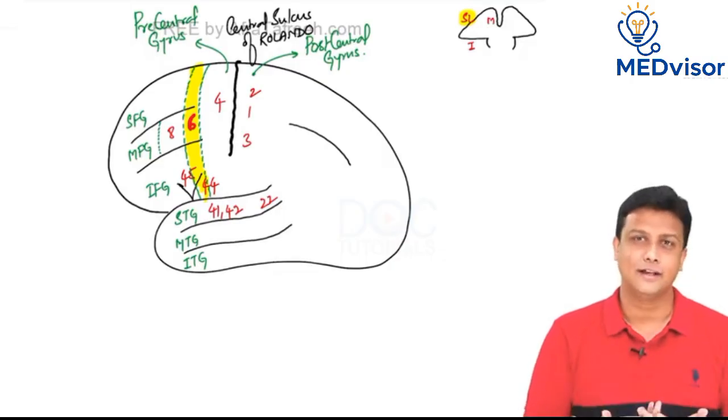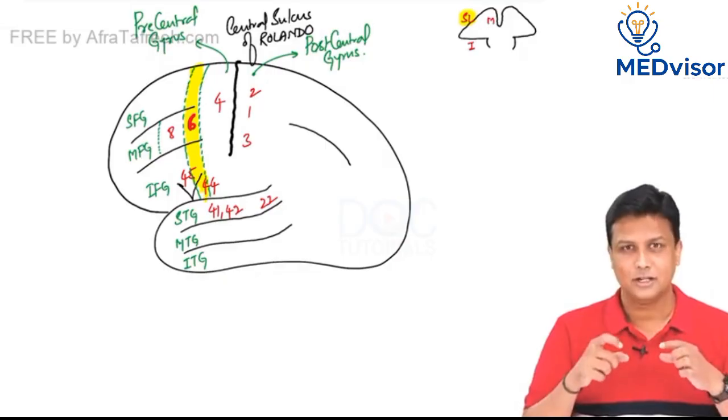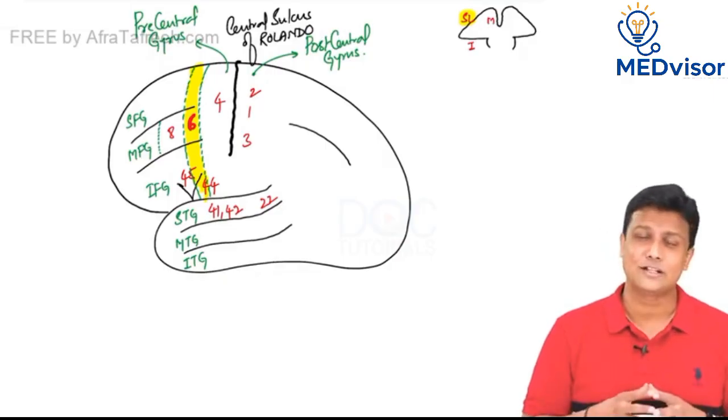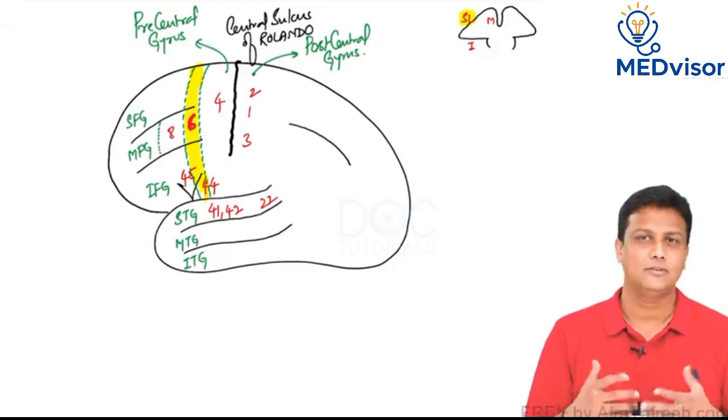It is not known as gyrus here because it is bigger. When that gyrus, that elevation, becomes bigger, it is actually referred to as a lobule. So better we call it the superior parietal lobule and inferior parietal lobule.